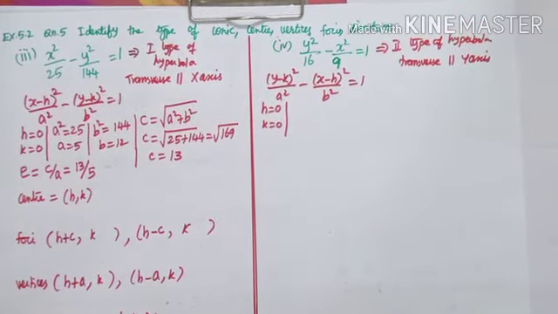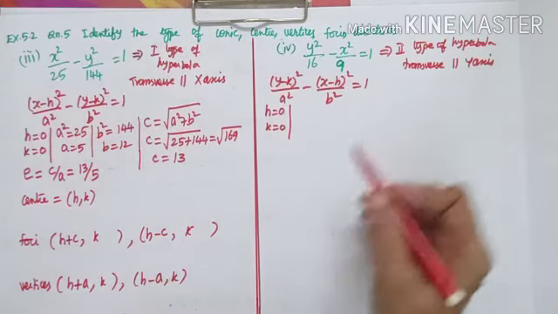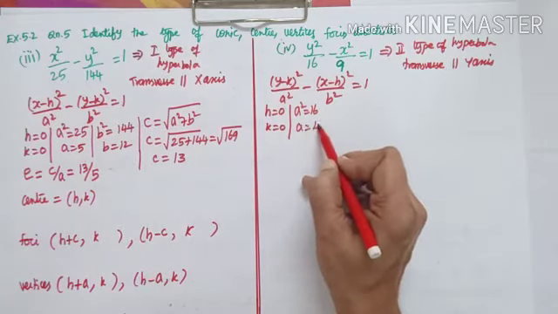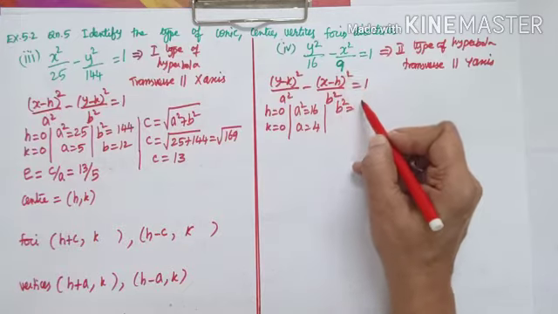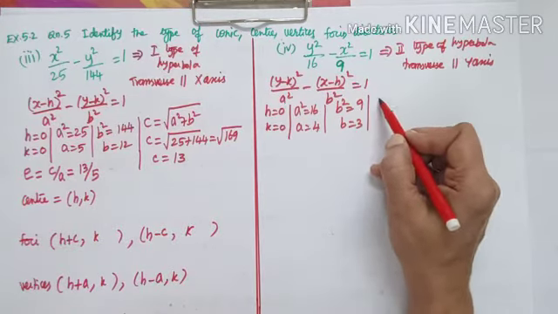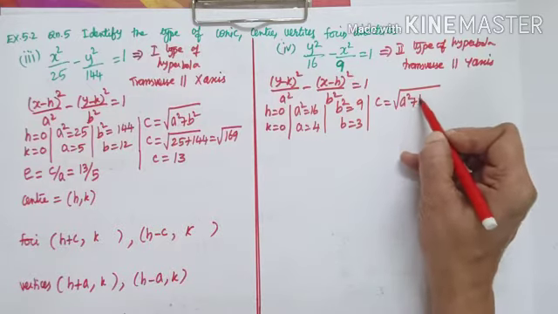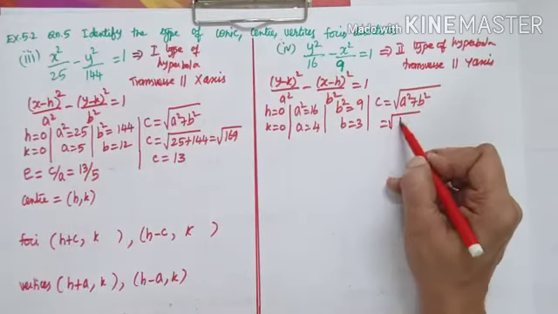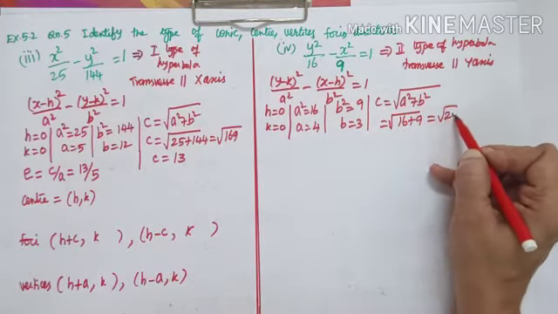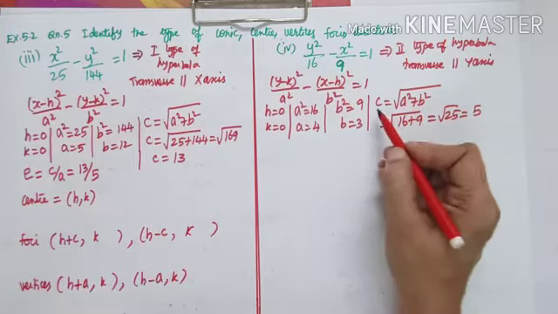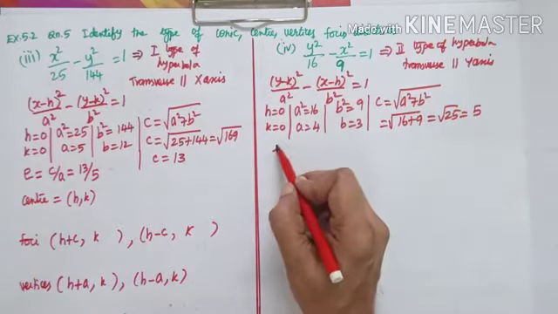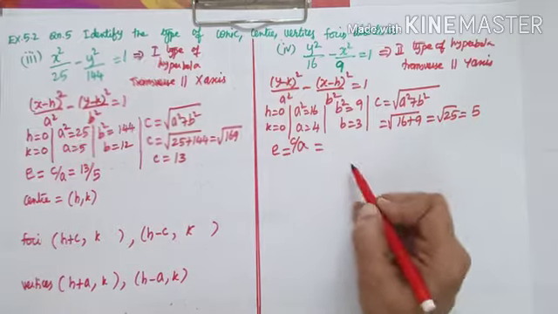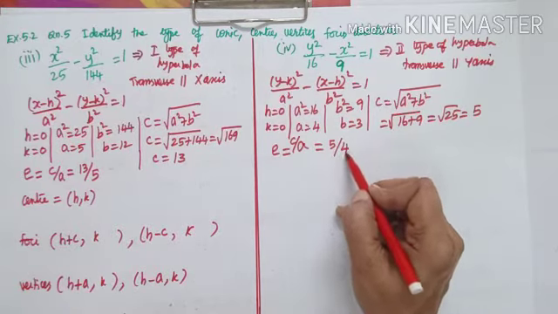Let us write down the same for the second type of hyperbola. Comparing, a square equals 16, a equals 4, b square equals 9, b equals 3, c equals root of a square plus b square, that is root of 16 plus 9, giving rise to root 25, which is 5. Having found a, b, c, we need to go on to e. E value is c divided by a. C value is 5, a value is 4.